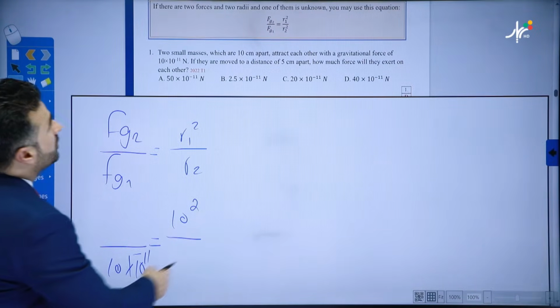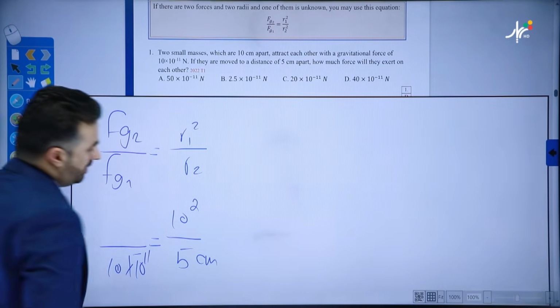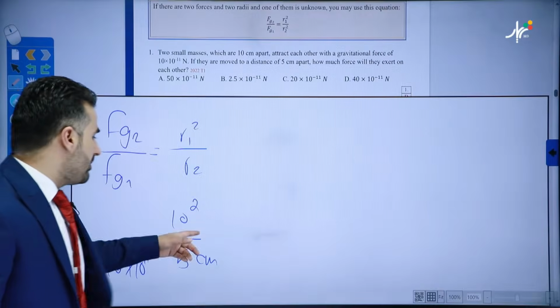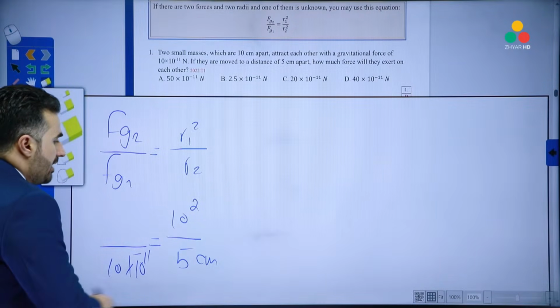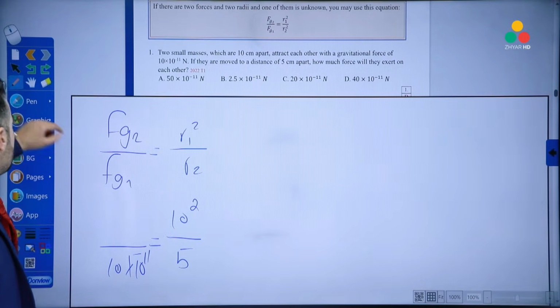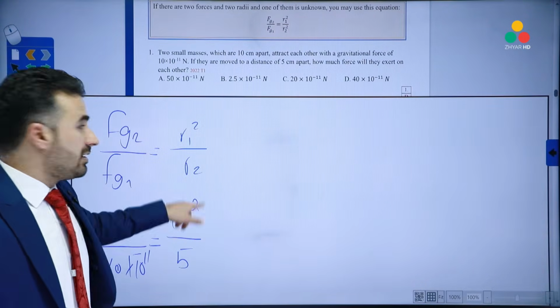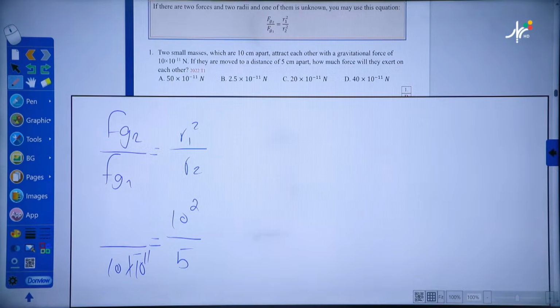So the first one is 10, the second one is 5 centimeter. Remember, Mr., can I change, let's say, the centimeter to meter and then convert it? Can I use the numbers without changing the centimeter to meter? That is also yes, because centimeter and centimeter will cancel each other out. Okay, and then how large the force will they exert on one another?